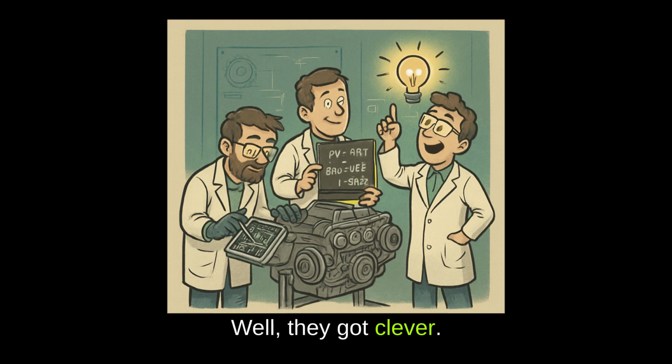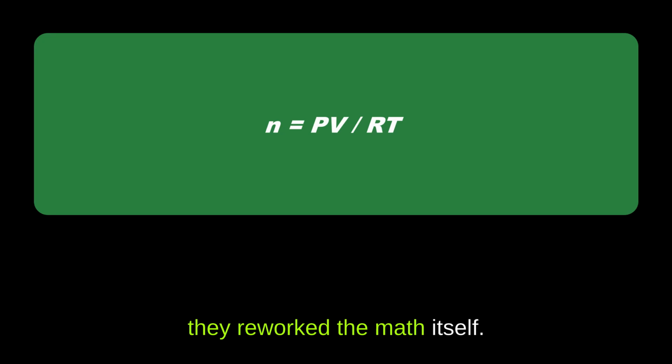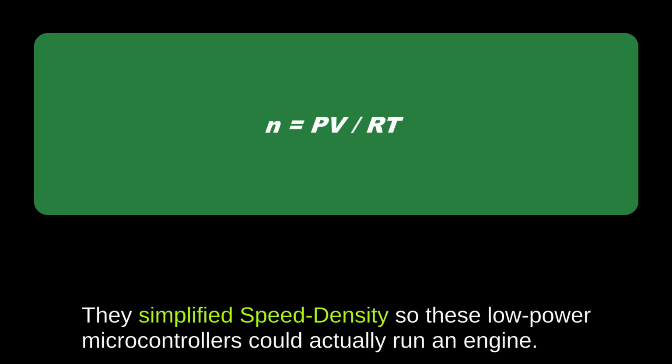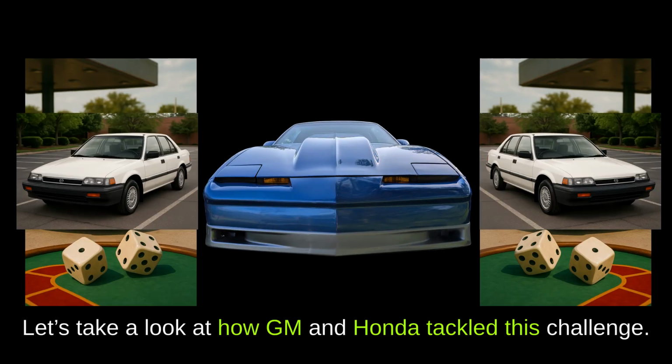Well, they got clever. Instead of asking the chip to do complex math 1,000 times per second, they reworked the math itself. They simplified speed density so these low-power microcontrollers could actually run an engine. Let's take a look at how GM and Honda tackled this challenge.